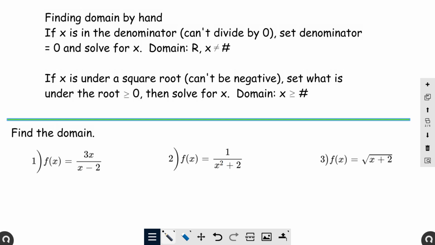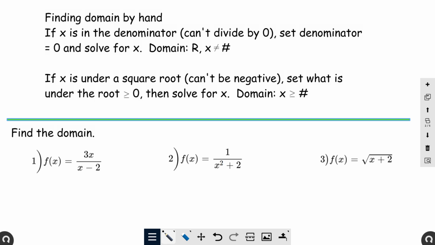This will add to yesterday's notes about our composition functions, but there were several homework problems that asked you to also find the domain, so you'll have to do that on some of those. So here's how we find domain by hand. So you don't always have to look at a graph.